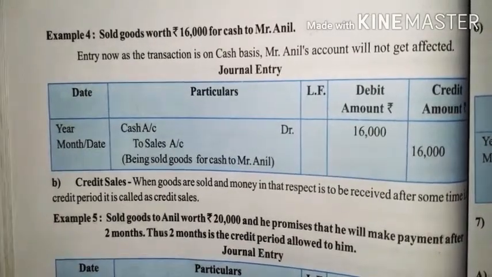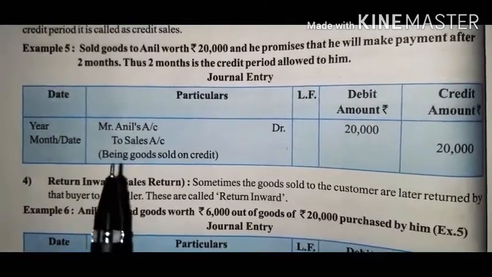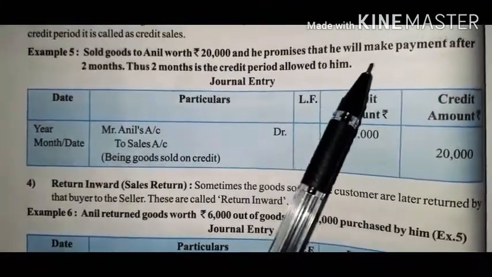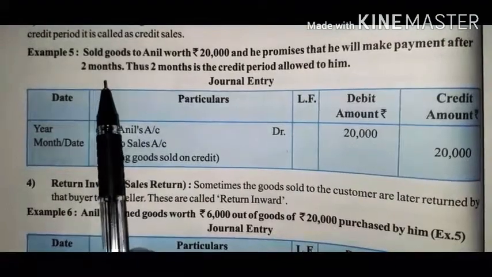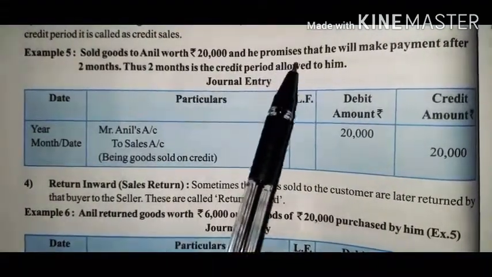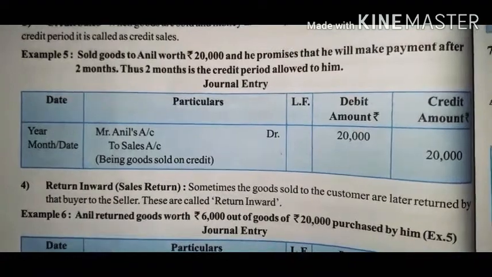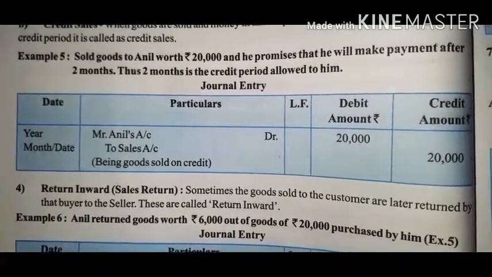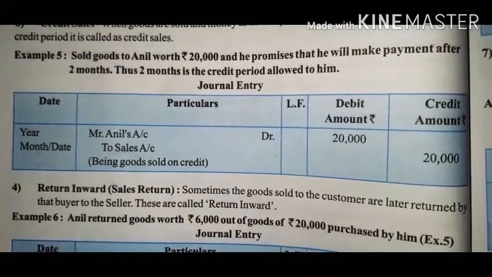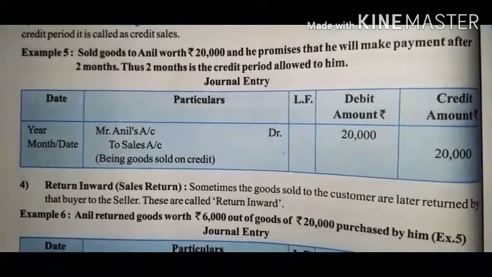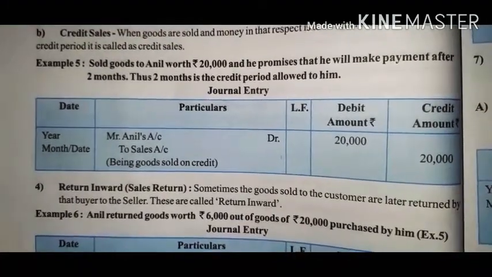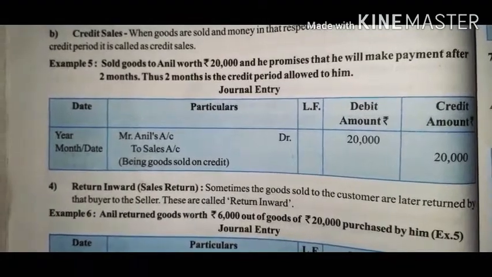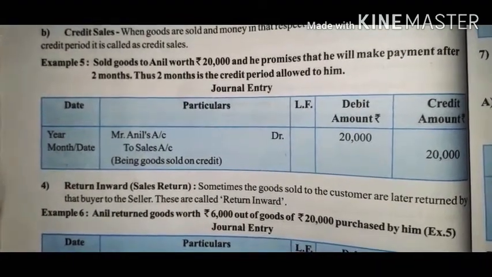Let's see a sample example. Credit sales. Sold goods to Anil worth rupees 20,000 and he promises that he will make payment after 2 months. Thus 2 months is the credit period allowed to him. The transaction is very simple. You have sold goods to Anil worth rupees 20,000 and Anil promises you that he will make the payment of the purchases after 2 months. So the 2 months period is a credit period that you have allowed to Mr. Anil. So this transaction is a credit transaction.